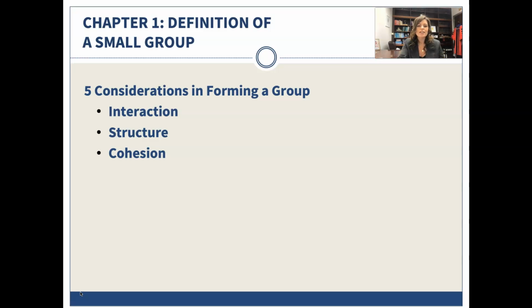Cohesion. Does the group feel a sense of unity? Is it that we work together because we have to, we're forced, or is it because we're truly a part of a cohesive machine that is on the same path, with those same goals, wanting to get things done.